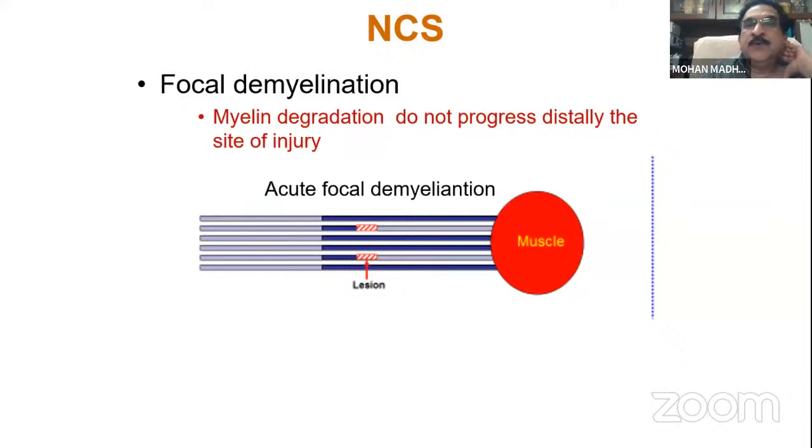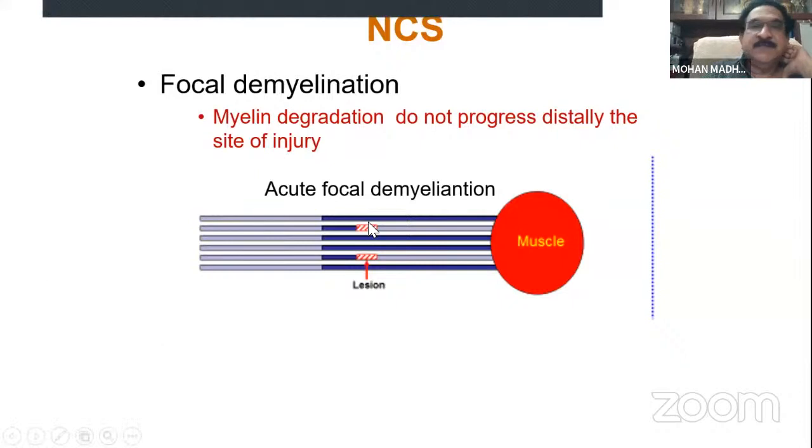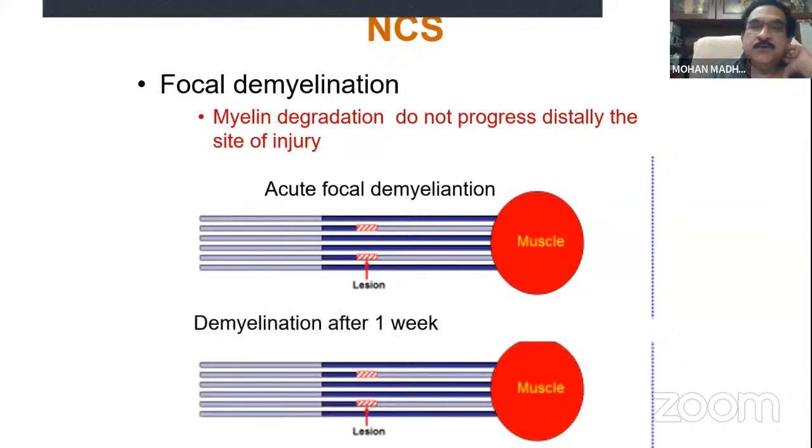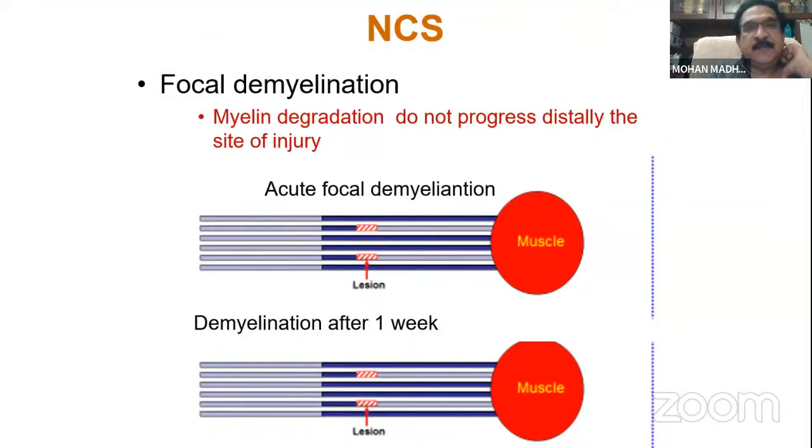What do you find in NCV in focal demyelination? The key fact is that the myelin degradation does not progress distally from the site of injury. See, for example, in this picture, this is the area of myelin degradation. Even after 1 week or 2 weeks, that demyelinating lesion remains there, it does not progress distally. It will not cause further damage to the axon distally.